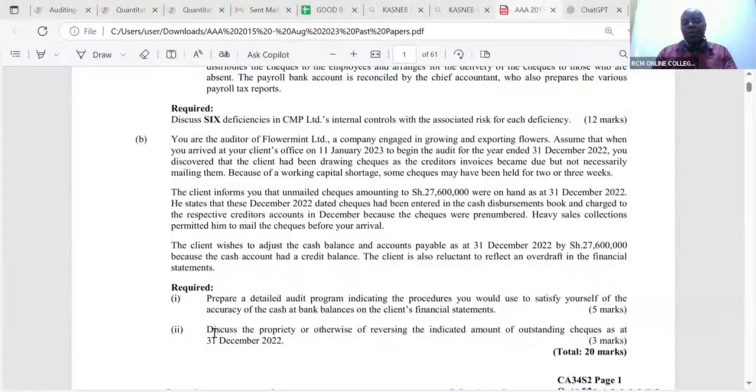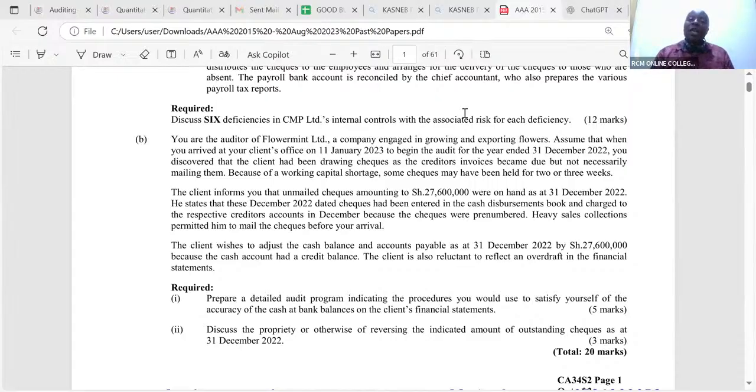So look at part 2. Discuss the propriety, that is the truthfulness or otherwise, of reversing the indicated amount of outstanding checks as at 31st December 2022. Remember, these guys were paid in January 2023, and they would want to change the figure. The client wishes to adjust the cash balance and accounts payable by 27,600,000 because the cash account had a credit balance. The client is also reluctant to reflect the overdraft in the financial statements. So discuss the truthfulness or otherwise of reversing the indicated amount of outstanding checks as at this date.